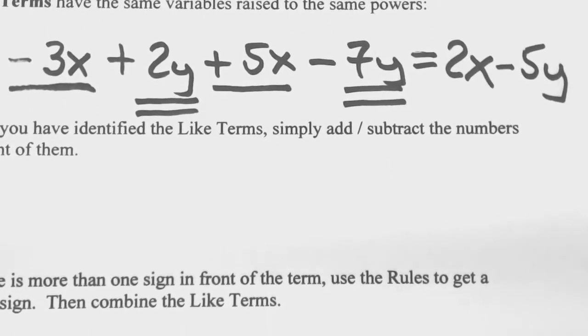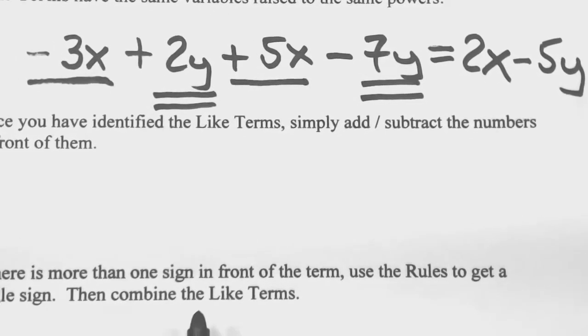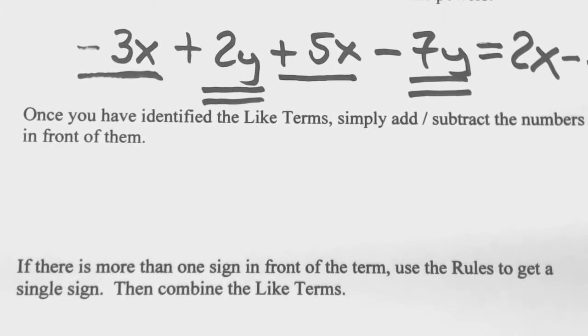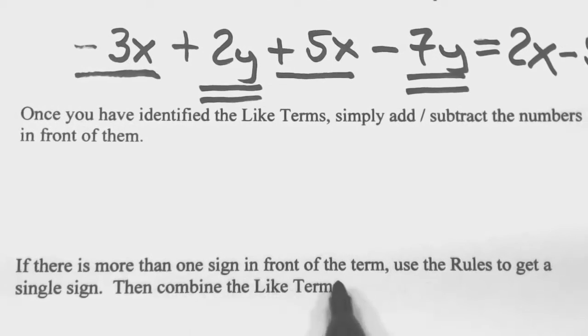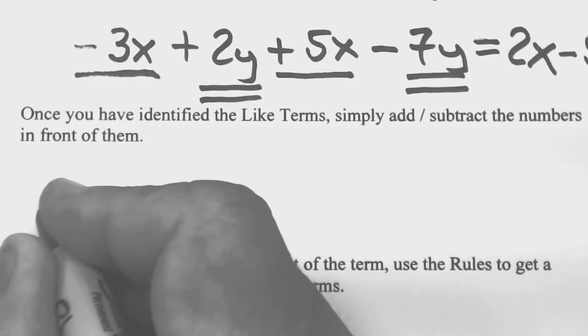Now, one of the things that happens is we may have cases where there is more than one sign in front of the term. Then that's where the rules get used to combine those signs down to a single one, and then, of course, we combine like terms. Let me give an example up here.